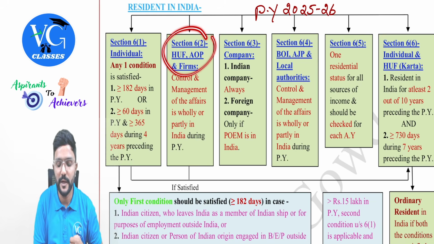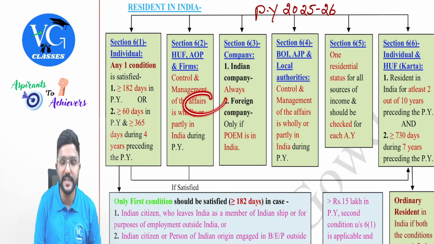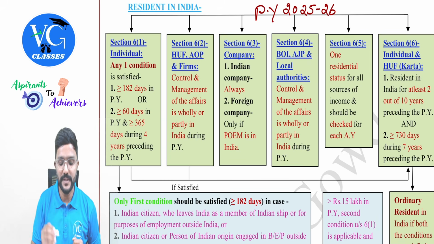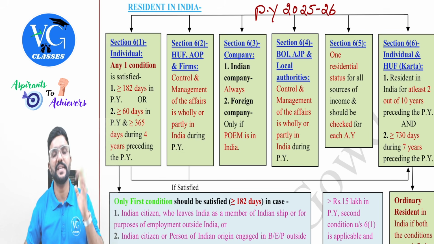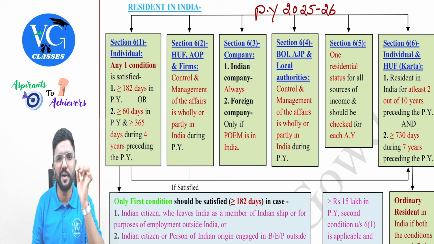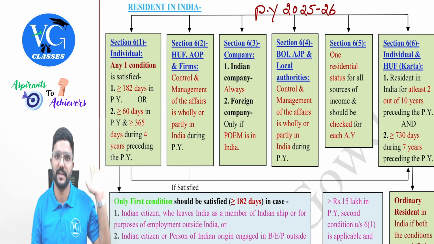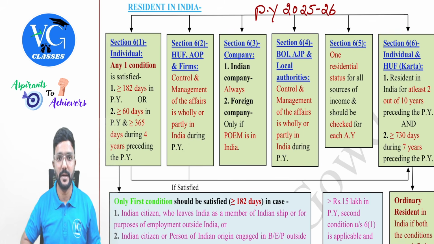Okay. For any of these persons, if the control and management of the affairs, meaning business affairs, is wholly or partly in India during the previous year, they are said to be resident in India. Sir, what is that control and management? Where the policy decisions are taken, guys. Got it? Yes, sir. Even if one decision is taken in India, it is enough for us. Clear? So both have the same criteria. Yes, sir.